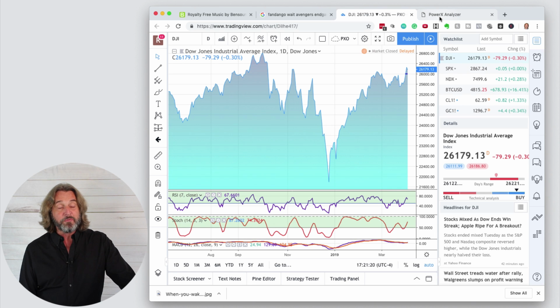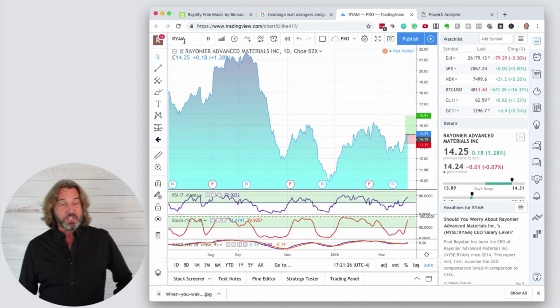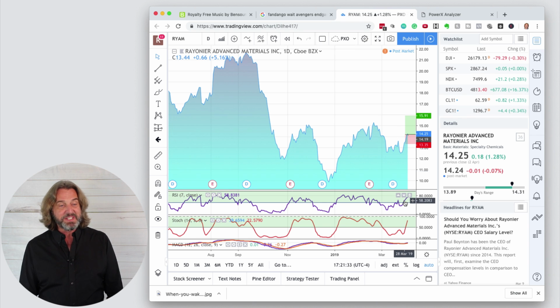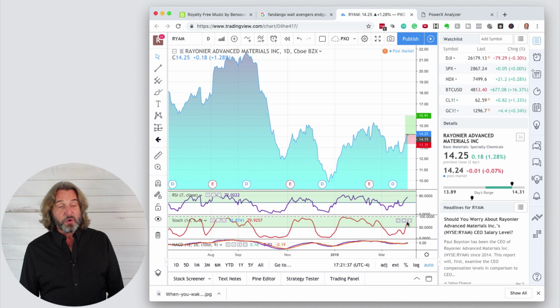Or the easier way for me is to do it on PowerX Analyzer. So let's just talk about, for example, RYAM. This is one of the stocks that I bought today. And you see, perfect. The RSI is above 50. It's one of the criteria that I use. The stochastics is above 50, so that's perfect. And then apparently today or yesterday was the first day when we saw the purple line above the orange line.